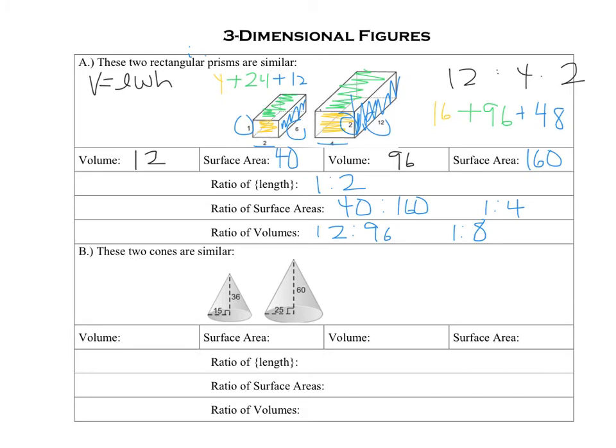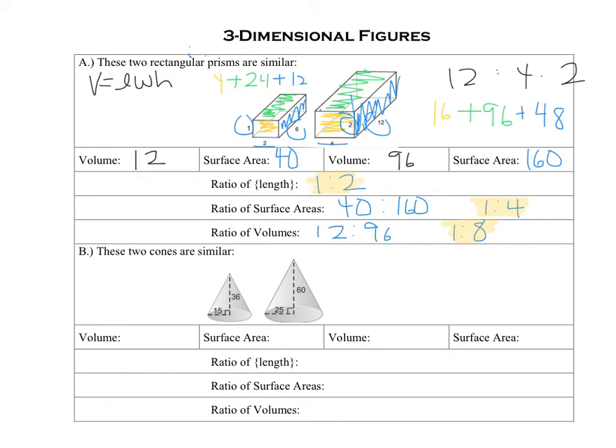If you have your highlighter handy from the last time, you could go ahead and highlight our 3 main ratios here. So 1 to 2, 1 to 4, and then 1 to 8. Let's move on to the second one. We have 2 cones that are similar here.